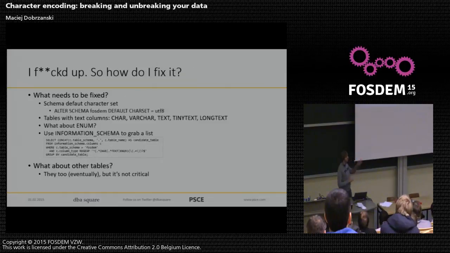So what needs to be fixed? Schema default character set, like I mentioned, and all the text columns in the database. Also enum, which isn't really a text column, but it carries some text information. You can grab all these columns and tables from the information schema. Other tables that do not have text information in them, you should eventually fix as well. They won't be affected by the existing problems, but you may want to add new columns to those tables later, and if they are Latin 1 instead of UTF, you will get Latin 1 columns again.